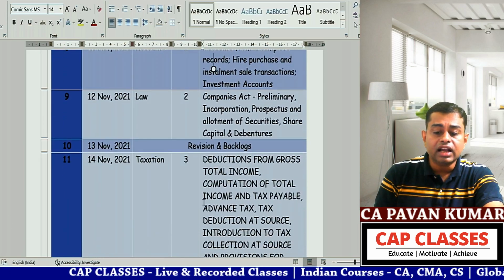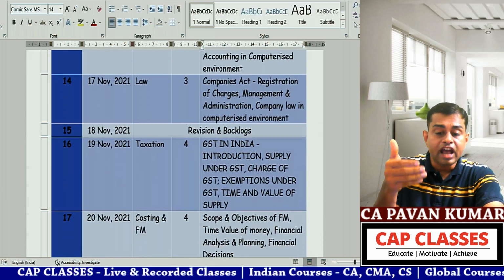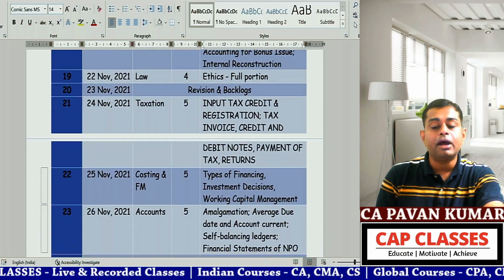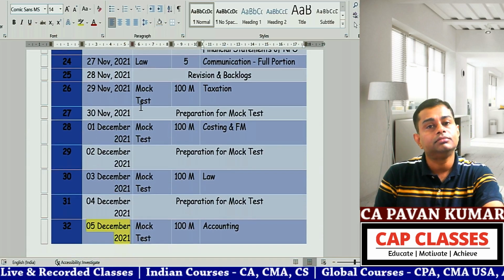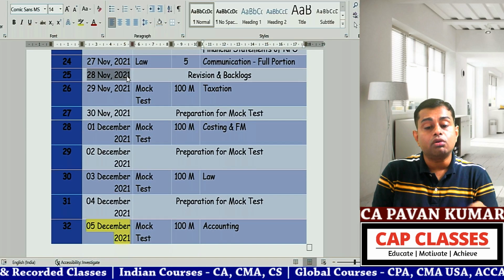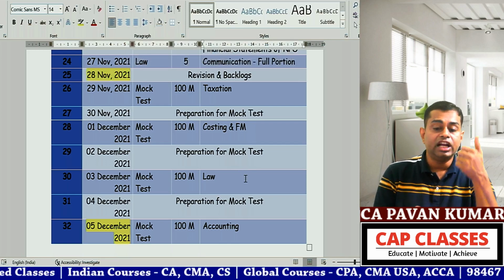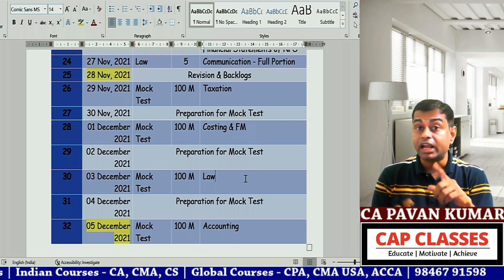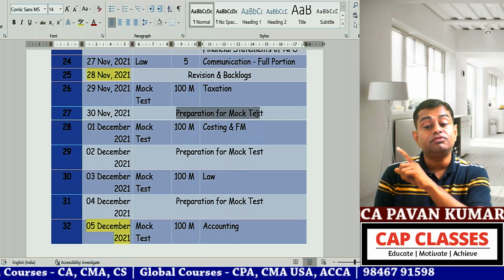Okay, like that. Again, the next cycle, part 3. After part 3, you will have one revision and backlog. Again, the next cycle, part 4. Then revision and backlog. Then part 5. After that, you have mock tests. So on 28th November, you are going to complete your syllabus, including backlogs. Then on 29th, you will write the taxation exam. On 30th, you have a break, but if you are writing both the groups, on this day you will have the mock test of the second group.